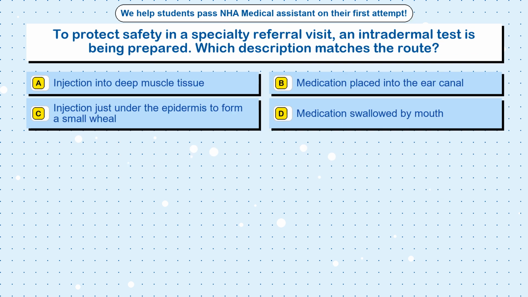Question 56. To protect safety in a specialty referral visit, an intradermal test is being prepared. Which description matches the route? Option A. Injection into deep muscle tissue. Option B. Medication placed into the ear canal. Option C. Injection just under the epidermis to form a small wheal. Option D. Medication swallowed by mouth.